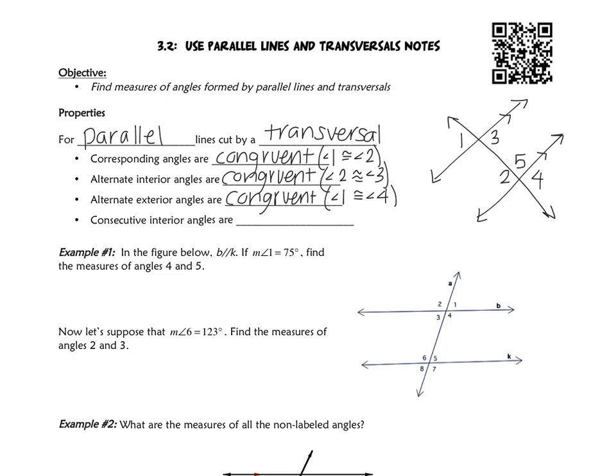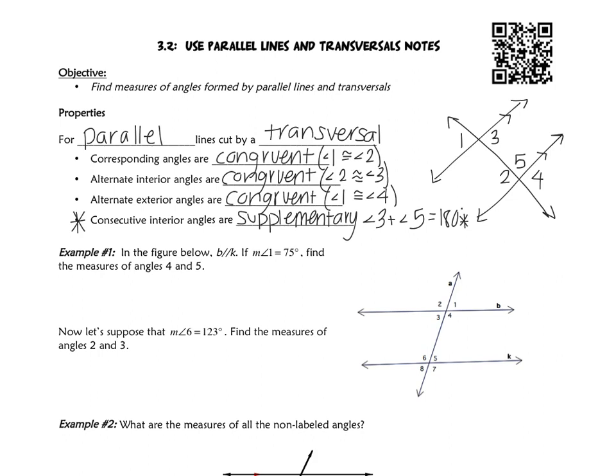Now, special thing about consecutive interior angles, they would be supplementary. Okay, they're not congruent. So what I would say is angle 3 plus angle 5 would equal 180. And this is super important that we understand that consecutive interior are supplementary. Okay, so let's go to an example.